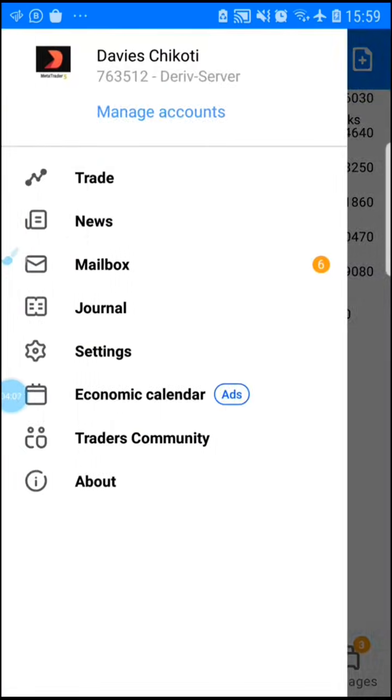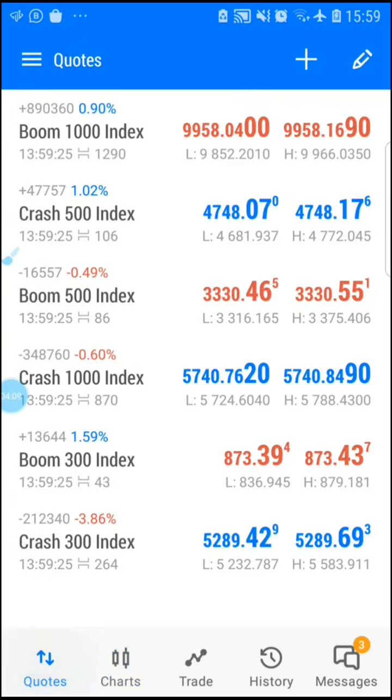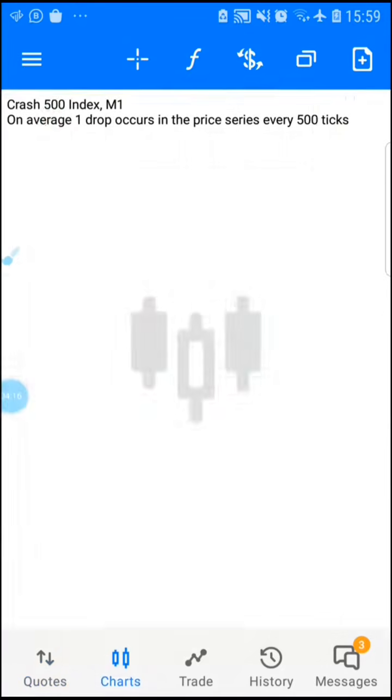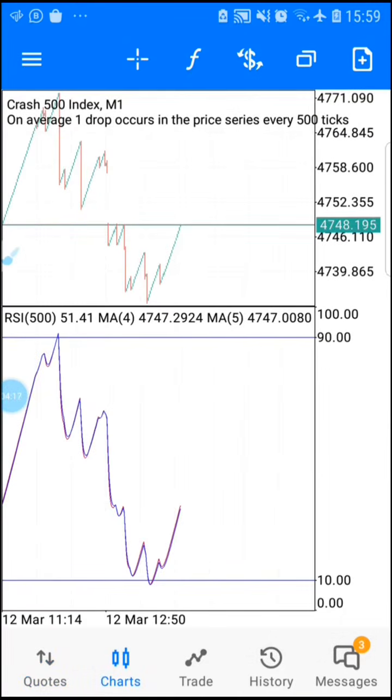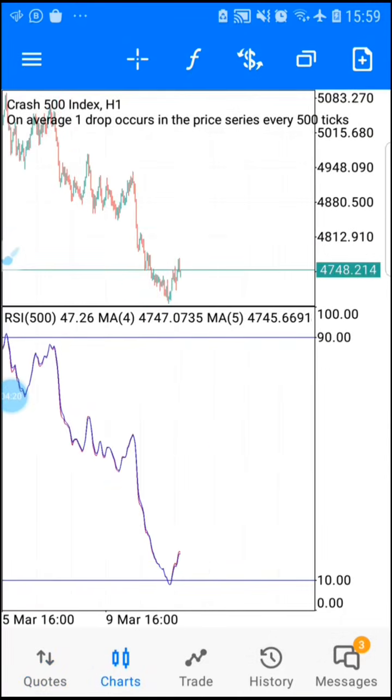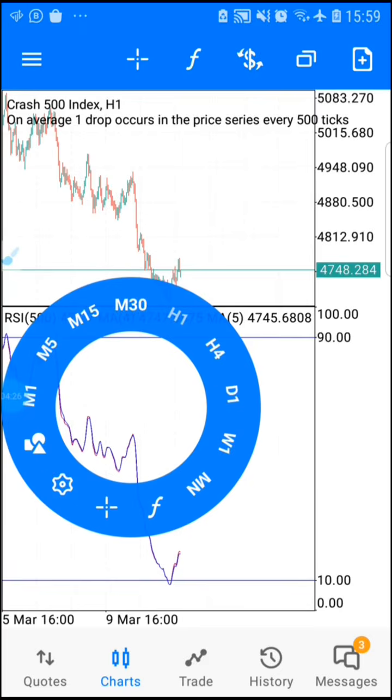Now for crash. For our crash pair, the way we're going to go about it is like this. This is the way we're going to go about it. First, we go to our H1, we look for the trend. We can clearly see that this is a downtrend.